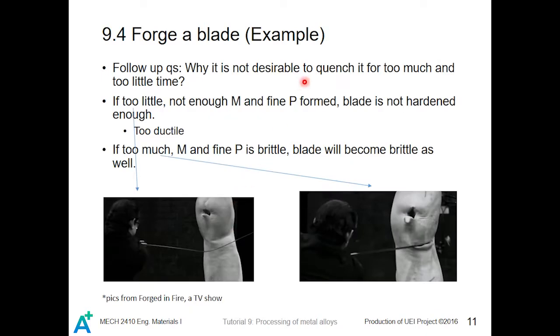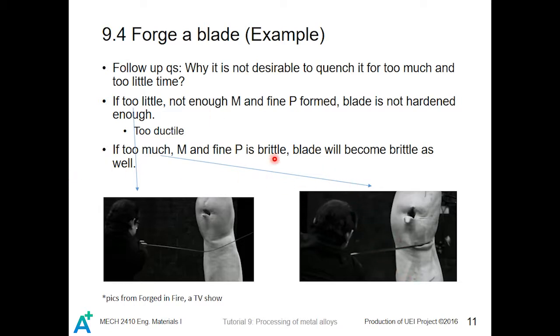Okay, so we have a follow-up question. Why is it not desirable to quench a blade for too much time or for too little time? Let's first talk about the too much time scenario. If we quench a blade for too much time, we will produce a lot more martensite and pearlite, which is brittle, and the blade will become brittle as well, which is not good for a blade.